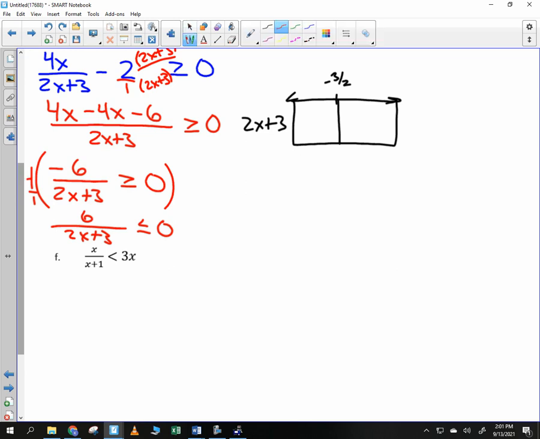Okay, give me a number to the left of -3/2. -2, 2 times -2 is -4, plus 3 is positive. I'm sorry, negative. And then if I plug in 0, 0 plus 3 is positive. So we can see this results in a negative, that results in a positive. Am I wondering where it's negative, or am I wondering where it's positive? We look at our last sign change right here. We're wondering where it's less than 0. Where is it negative?